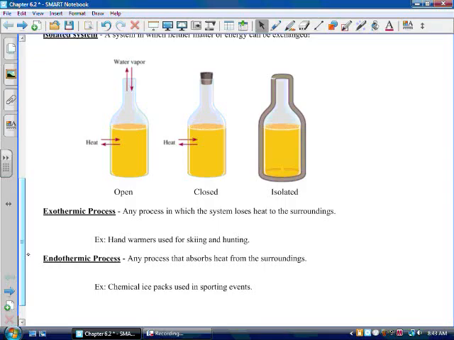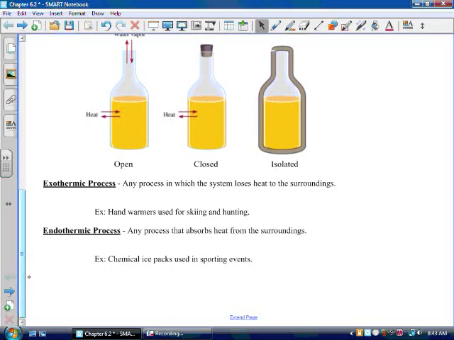An example of that would be a chemical ice pack at a sporting event. If you've ever been to a sporting event, or been injured at one, you may have seen the chemical ice packs. They squeeze together, you shake them up, and they get really cold. That is an endothermic reaction. It's drawing energy in from the surroundings. All right, so we've talked about system and surroundings, and we will use those terms as we move forward into this chapter.